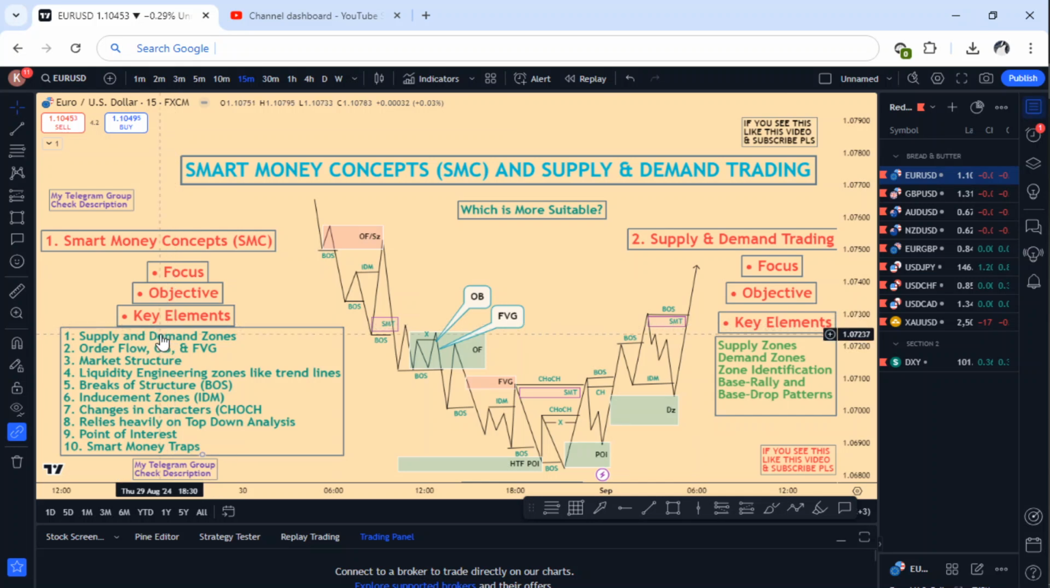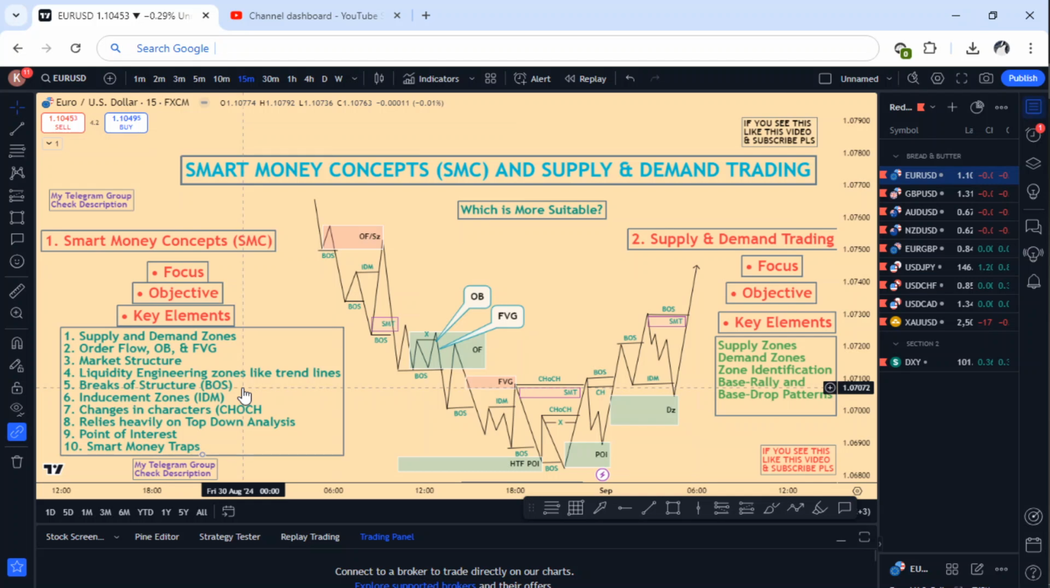Market structure involves analyzing the overall market movement. So traders look for breaks of structure and changes in the order flow or character to identify potential trend changes or continuation, as demonstrated. So this is what we are going to explain both of these two concepts with. So start studying it.